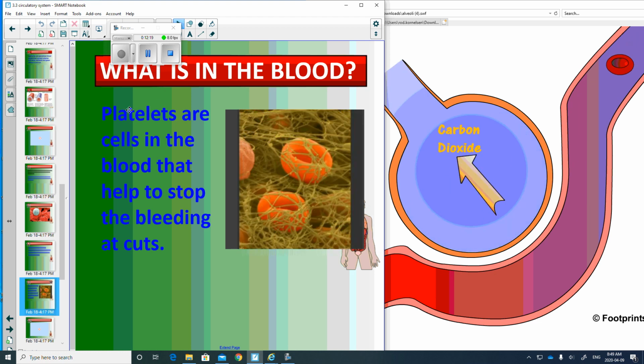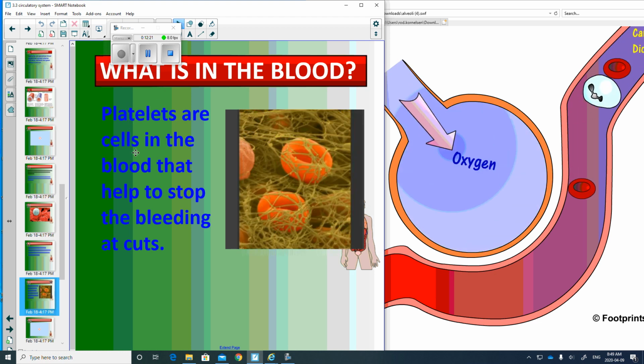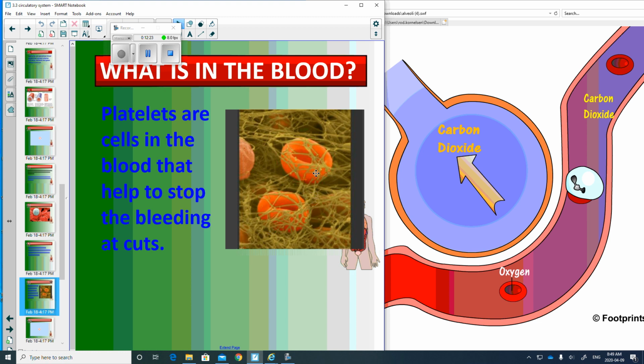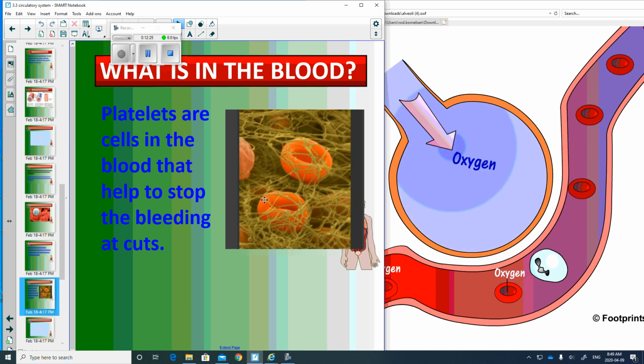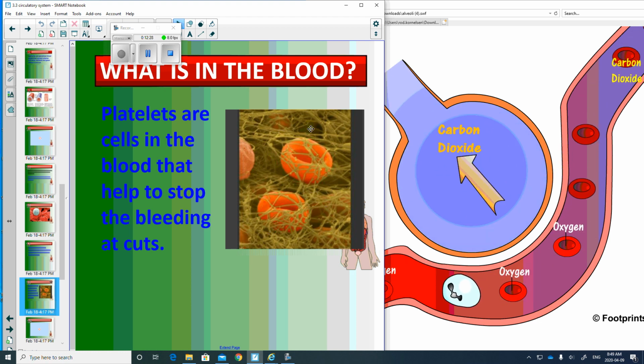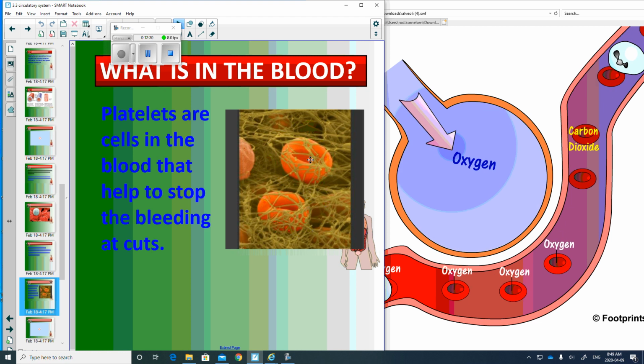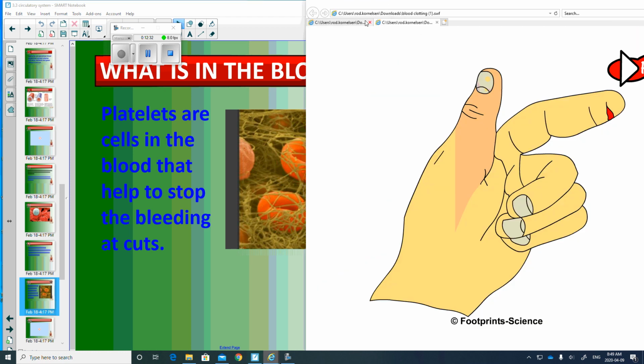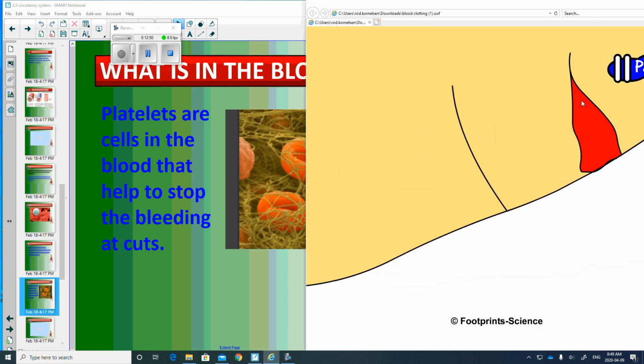Then there are platelets, cells in the blood that help to stop the bleeding at cuts. They spin this sticky web to trap blood cells inside. Platelets are kind of like tiny little vials of crazy glue that float around inside your bloodstream. And every now and then, if there's an injury in the circulatory system, that vial of crazy glue smashes open. And this is sort of what it looks like inside a cut.